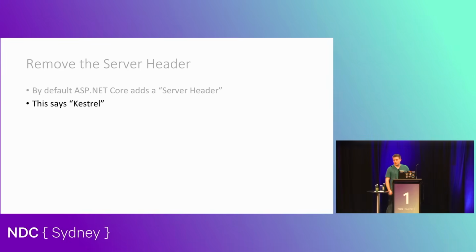Yep, yeah, so Kestrel is the underlying HTTP server, but why would they put that header out there? There's not a good technical reason. It's purely for marketing reasons, so they can say, oh, how many people are using ASP.NET Core, basically, or how many people are using Kestrel. That's the reason why they do it.